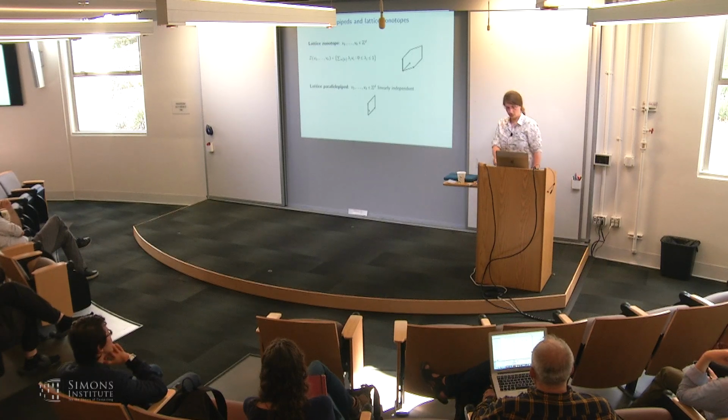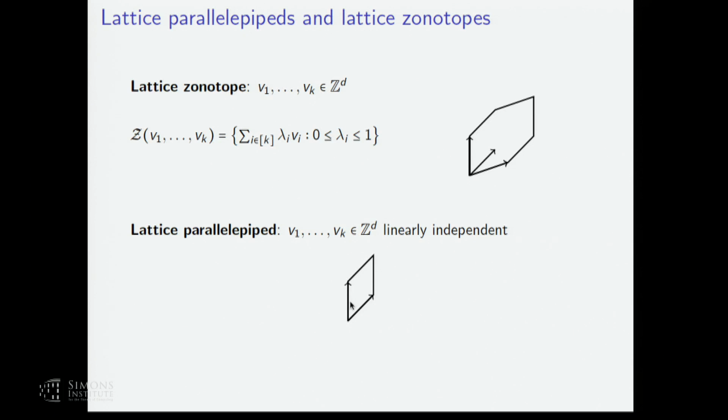Zonotopes. So what are zonotopes? For the purpose of this talk, a lattice zonotope generated by lattice points v1 to vk is simply the set of all linear combinations sum of lambda_i v_i, where each lambda_i is between 0 and 1. Alternatively, you can also define this as a Minkowski sum of the segments between 0 and v_i. A special subclass are lattice parallelepipeds. This is what you obtain when you start with k linearly independent vectors. Then you get a parallelepiped.